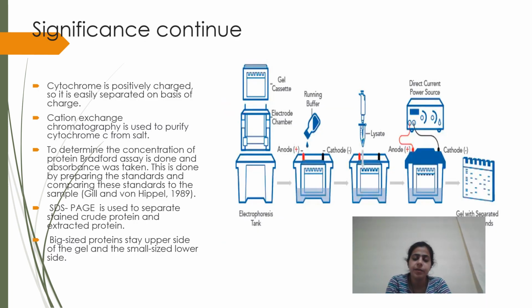The next step in the extraction of the protein is cation exchange chromatography. We can separate the cytochrome C from other substances. The cytochrome C has a positive charge on it. Due to that, it is very easy to separate it on the basis of charge. Ion exchange chromatography is a method which separates things on the basis of their charge.